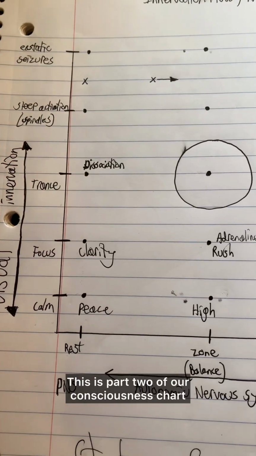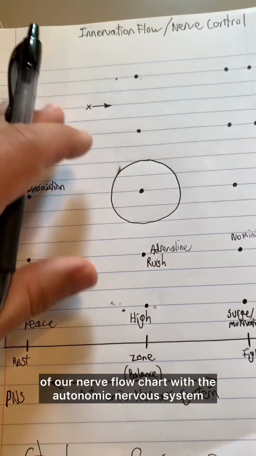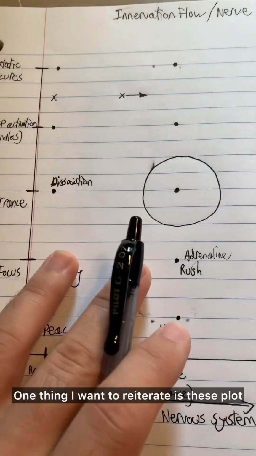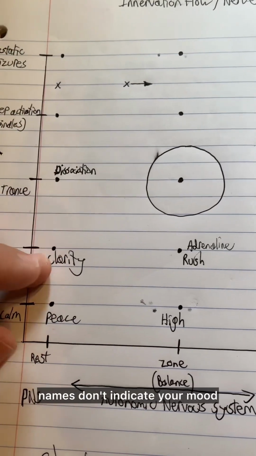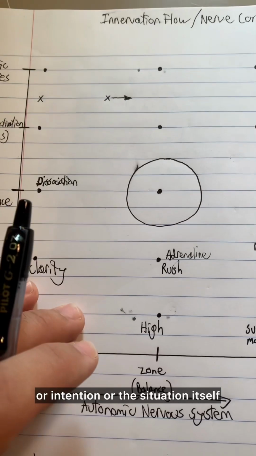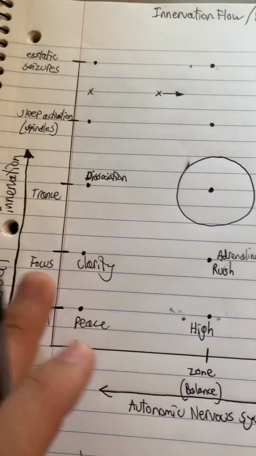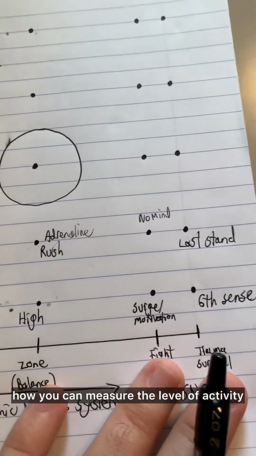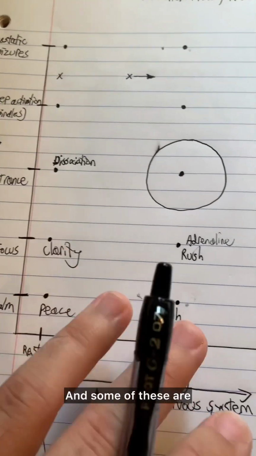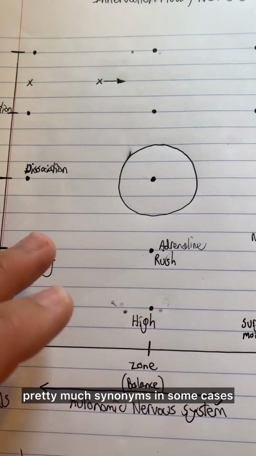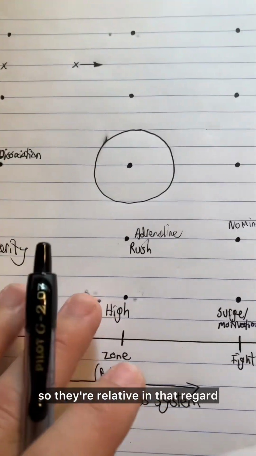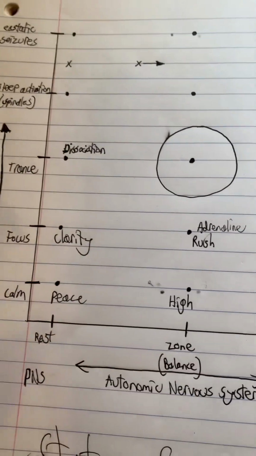This is part 2 of our nerve flow chart, with the autonomic nervous system and visual signals. One thing I want to reiterate is these plot names don't indicate your mood or intention or the situation itself. They're just guidelines for how you can measure the level of activity of nerves from the autonomic nervous system and the visual signal. Some of these are pretty much synonyms in some cases, so they're relative in that regard. We left off at dissociation, and I already wrote this one down.